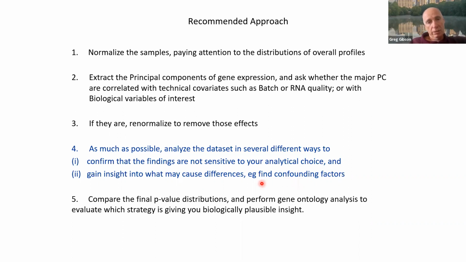Okay. And then once you've done all of these methods, once you're satisfied that you've normalized your data set and analyzed it with the different DE methods, you compare your final p-value distributions and then do downstream analysis, things like gene ontology analysis on those to identify the biological pathways in common that are differentially expressed. We're not going to cover gene ontology in this module. If you're interested in that, then I recommend module 16.